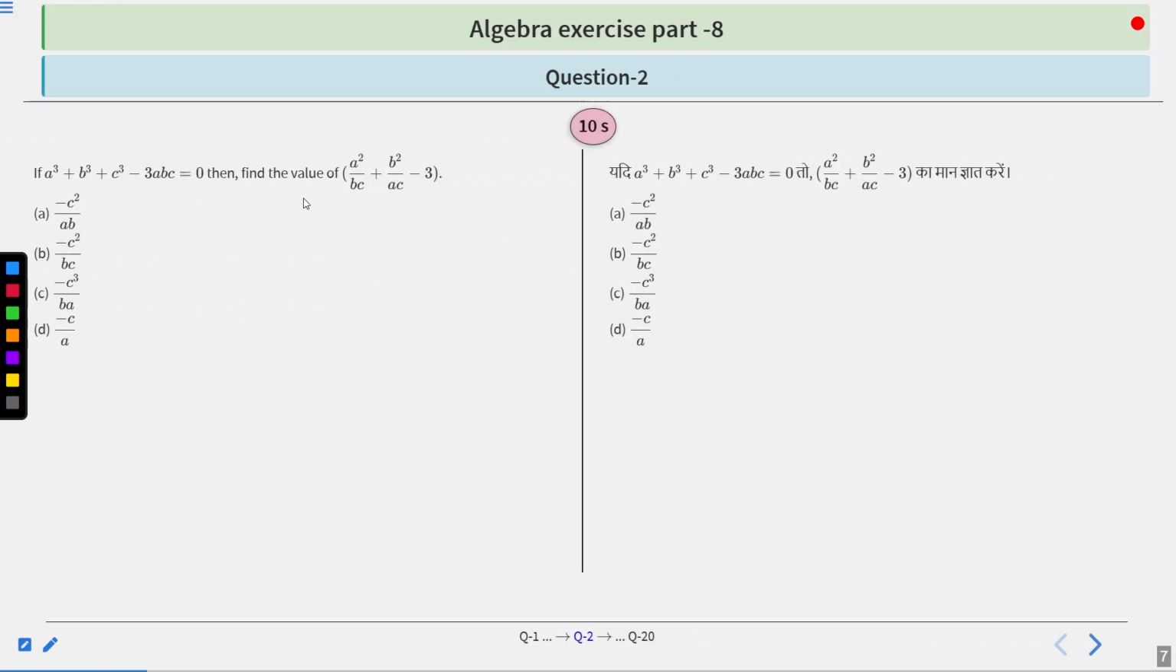Next, if a cube plus b cube plus c cube minus 3abc is equal to 0, then find the value of a square upon bc plus b square upon ac minus 3. And the options are option A, minus c square upon ab, option B, minus c square upon bc, option C, minus c cube upon ba, and option D, minus c upon a. These are the options. And you have 10 seconds to find which one of them is correct. After that, I will do the solution for you.